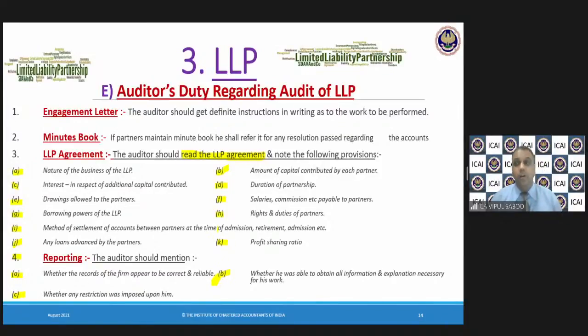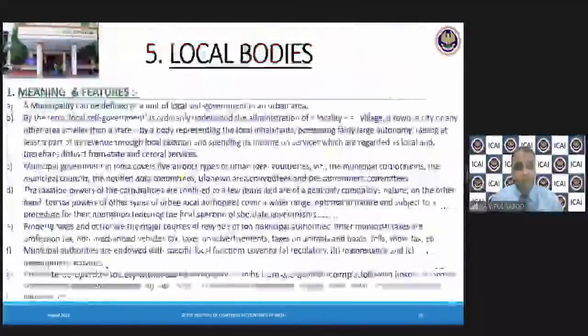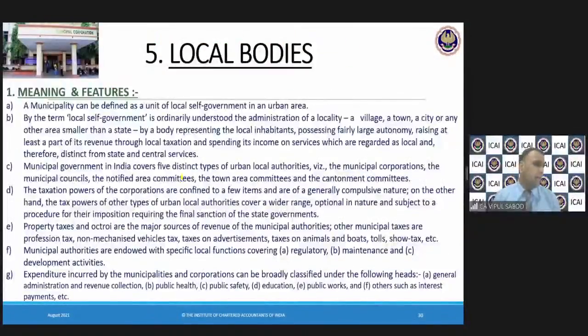Okay, so let's move ahead. Another topic for us. We're moving to the local bodies. Can you give me an example of local bodies? Anyone? Example of local bodies. What are local bodies?